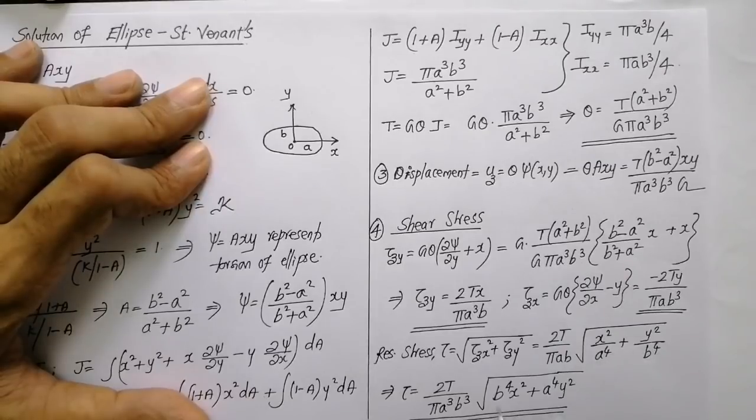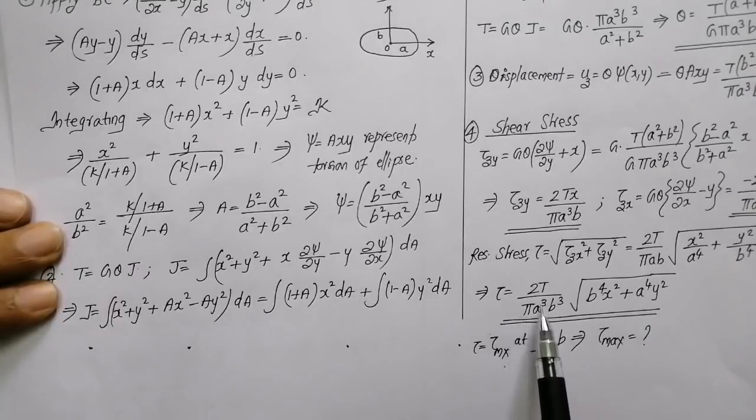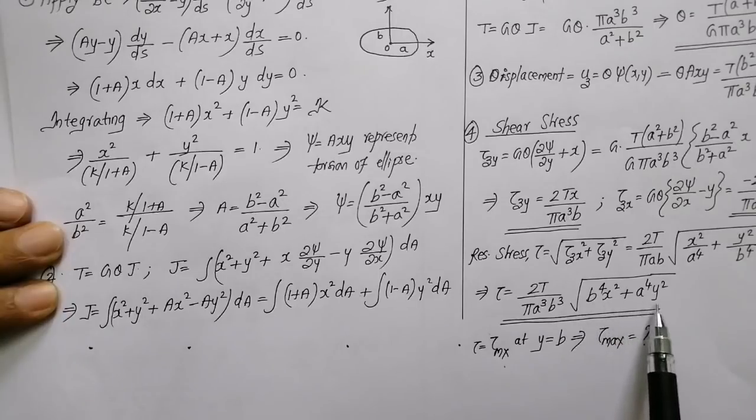Now if I take the LCM, I'll get the common equation as this one. Now the resultant stress tau is equal to 2T by pi a cube b cube into square root of b raised to 4 x square plus a raised to 4 y square. Now sometimes you will be asked what is the maximum value of shear stress. So for knowing that, you need to know what is the point which gives you the maximum value of shear stress. So you have to know that, let us not complicate, tau is equal to tau max at the end of minor axis, that is at y is equal to b for an elliptical cross section. So tau is equal to tau max at y is equal to b.